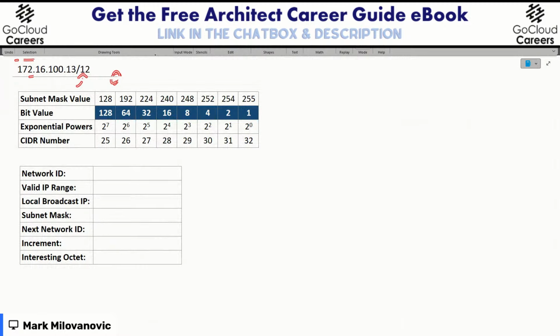The first thing we're going to do here is look at and dissect 172.16.100.13. And what we want to do is figure out all these values. What is our network ID? What is our valid IP address? And so forth. So the first thing we're going to focus on is trying to figure out 12 bits. Where does our network portion fall?